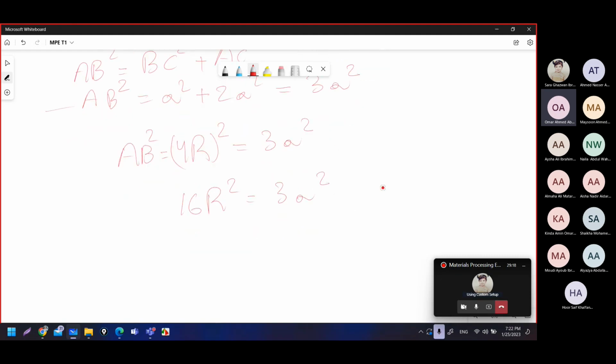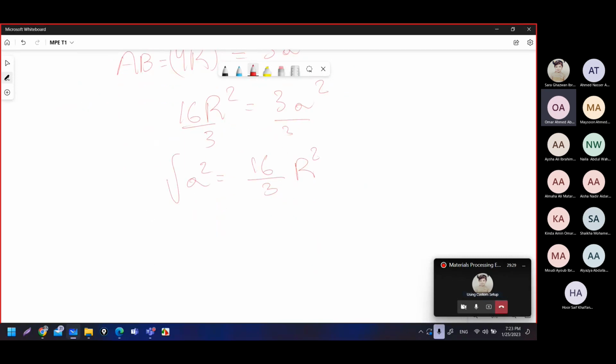I will divide by 3. Okay, so I will have that a squared is equal to 16 over 3 r squared. And then I will take the square root. If you take the square root, it will give you that a is equal to 4 square root of 3 over 3 r. That is the relation between a and r.